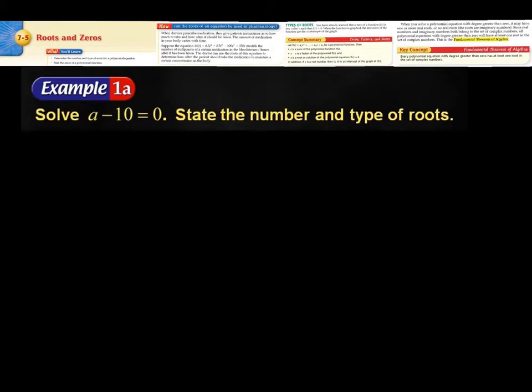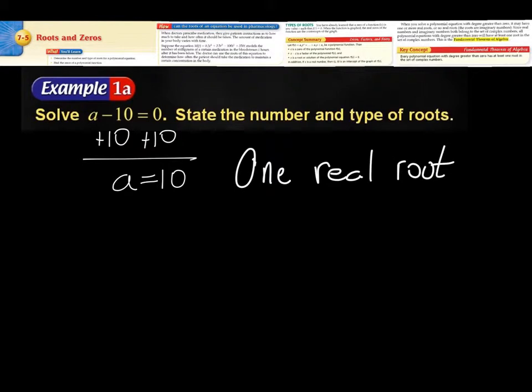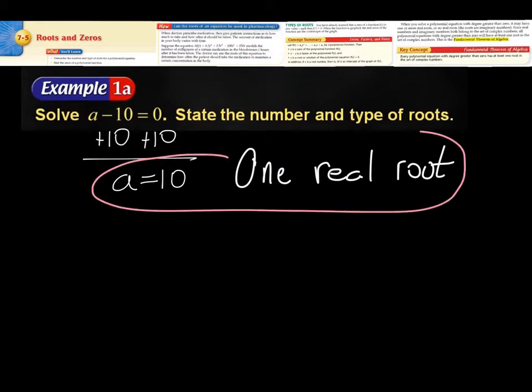Now, to start us off slowly here, solve, state the number and type of roots. Well, to undo minus 10, we're going to add 10 to both sides of the equation. So I solved it. I have a equals 10, so I get exactly one real root, and it is at 10.